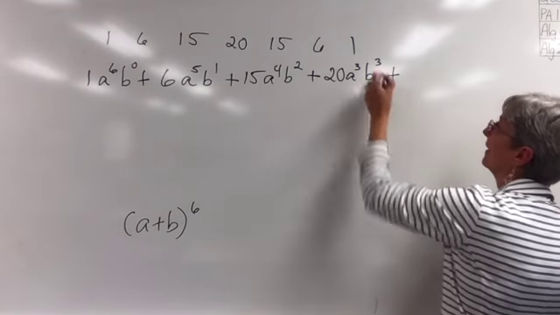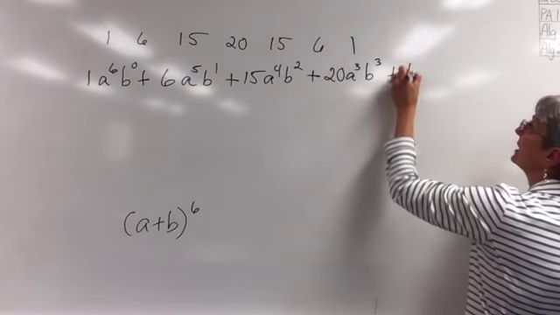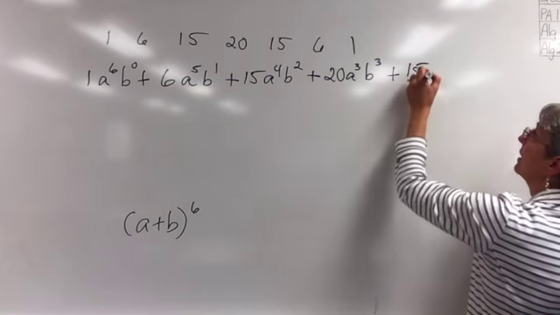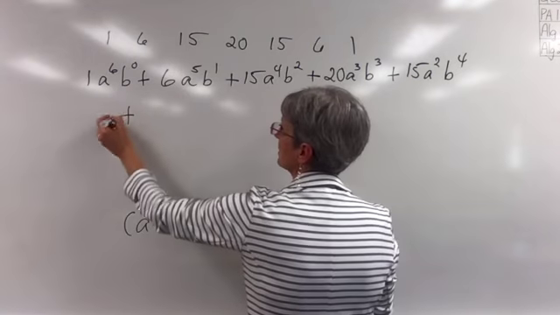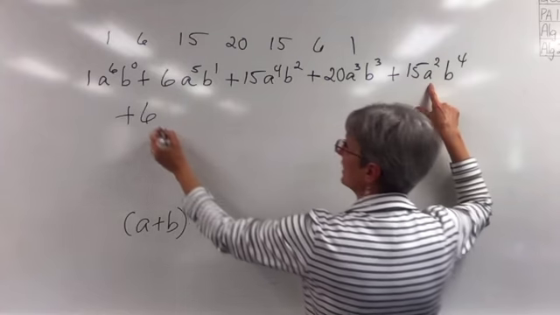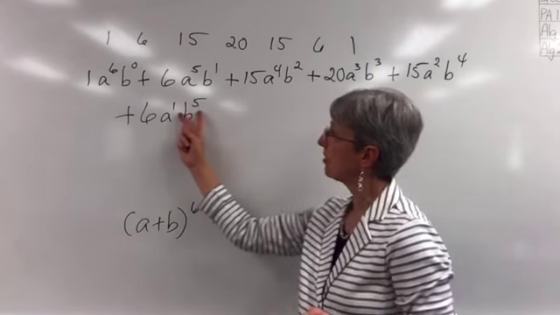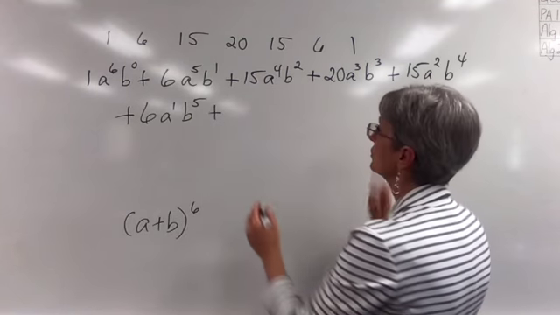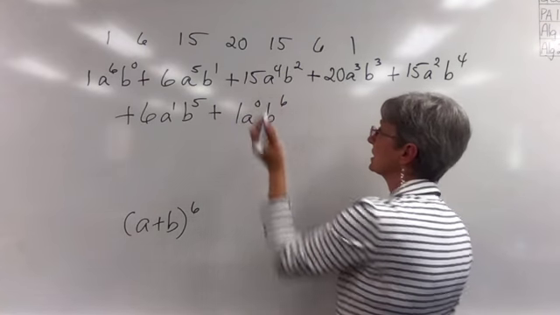Plus the next term, I don't want to run out of room. Well, I have room for one more. 15. Now a is going down, b is going up. A squared b to the 4th. Plus, because I've run out of room, my next coefficient of 6, a to the 1, b to the 5. See how they still always add up to 6? And then my last term has a coefficient of 1, a to the 0, b to the 6.